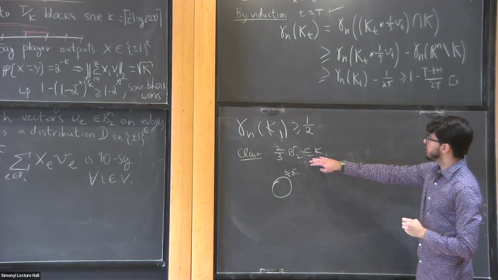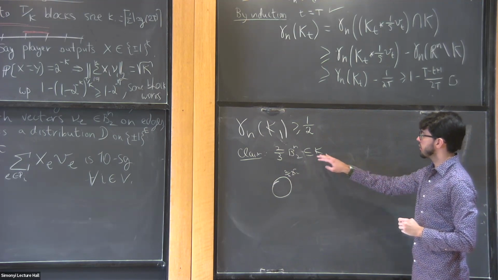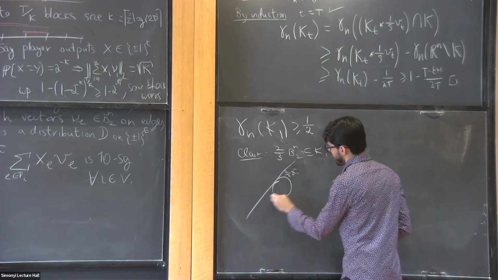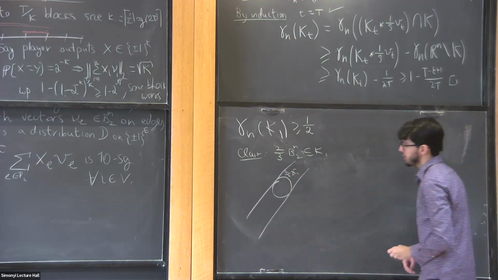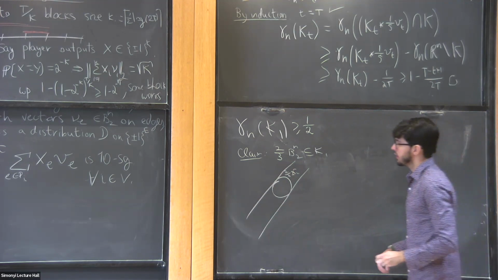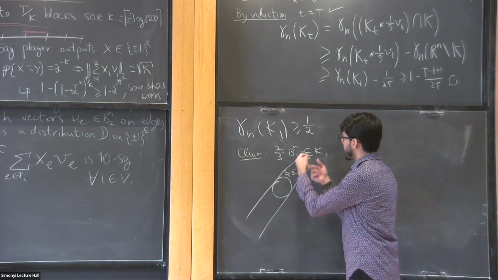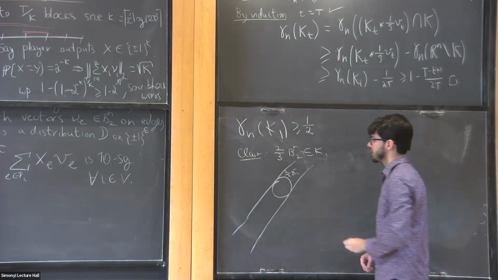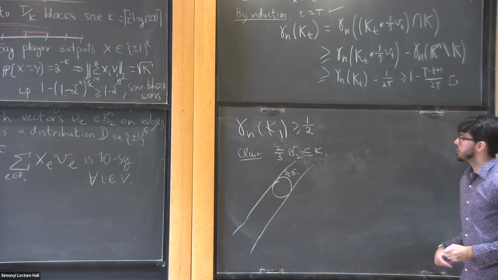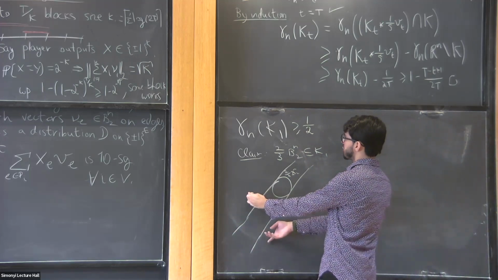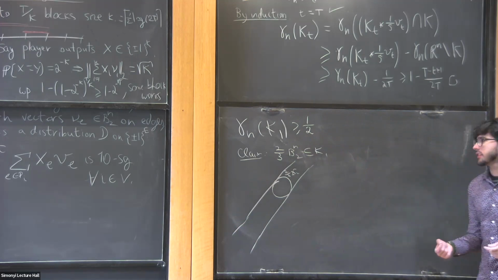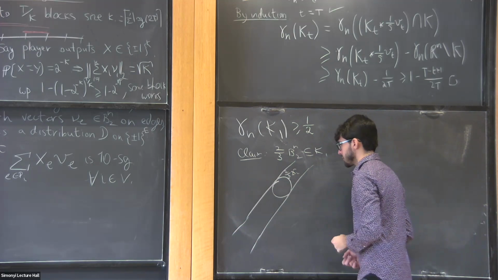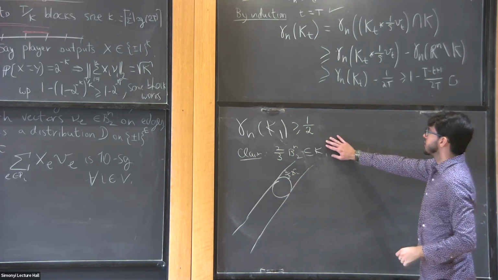If it's not contained in K1, then there's some reason for it. Maybe it's violating some hyperplane like this. So maybe K1 is contained in some strip like this. But actually, the measure of this entire strip is less than 1/2. So this is kind of the proof by picture of this small claim.